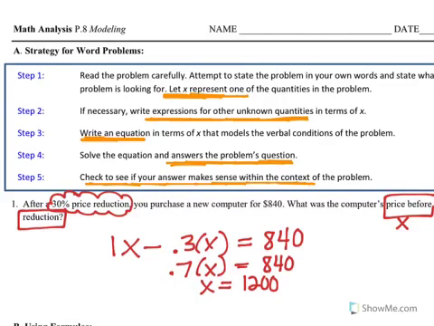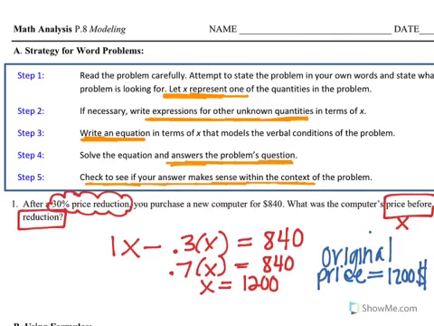So what I want to write for my final answer is more of a sentence. And in my sentence, I want to state what I was solving for, and I want to make sure I use units. So I would write the original price was $1,200.